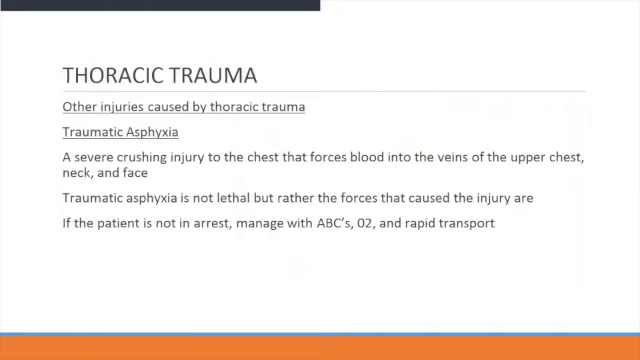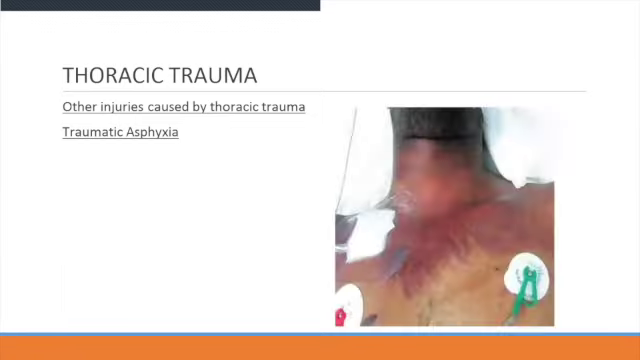All right, so the traumatic asphyxia. This is going to be a severe crushing injury to the chest that forces blood into the veins of the upper chest, neck, and face. Traumatic asphyxia is not lethal, but rather the force that caused the injury is. If the patient is not in arrest, manage the ABCs, O2, and rapid transport. Here's a picture of a traumatic asphyxia.